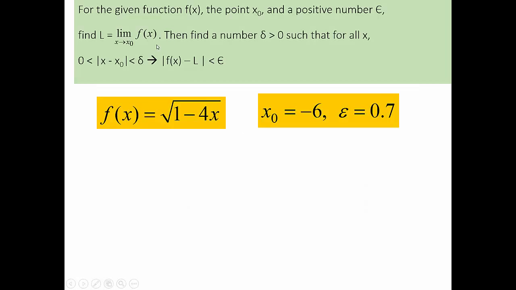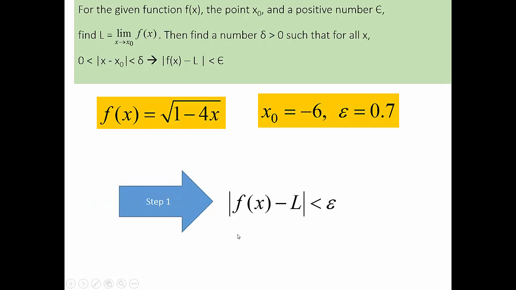So let's practice. For the given function, square root of 1 minus 4x, the point x naught is what I'm trying to center it around. I have some error that I want to keep my limit within. Find this limit, then find a number delta greater than 0 such that for all x, I'm staying within this interval. I'm going to find my interval for x, my inputs, and then I'm going to center it. So away I go. Step 1, absolute value of f of x minus L less than epsilon. I have f of x, uh-oh, what's L? How do I find it? They didn't give me L, I don't know what to do. Sure you do, you know how to find a limit, right?